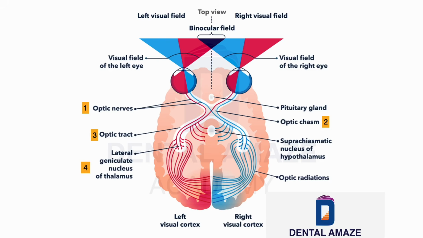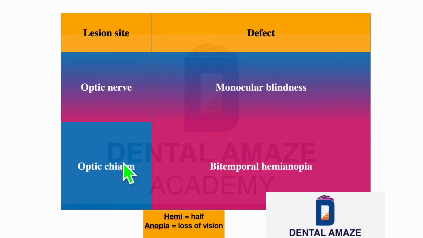Now let's come on to the next area. You have your second part, the optic chiasma. Like I told you, the nasal fibers cross. Now the problem here is what we see as bitemporal hemianopia. Now the word, I'll explain this.